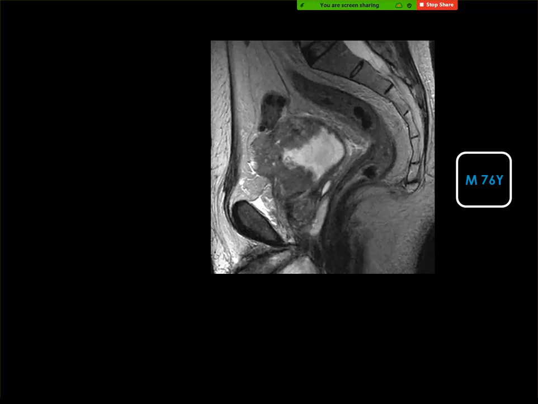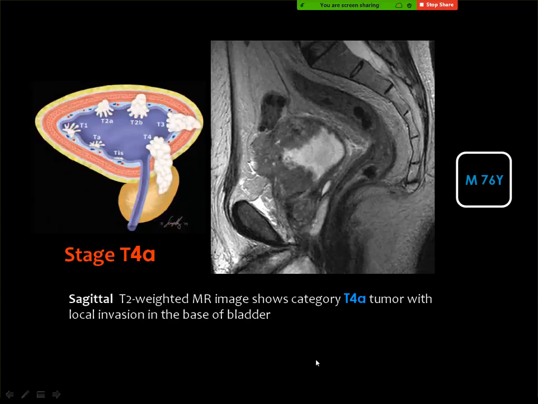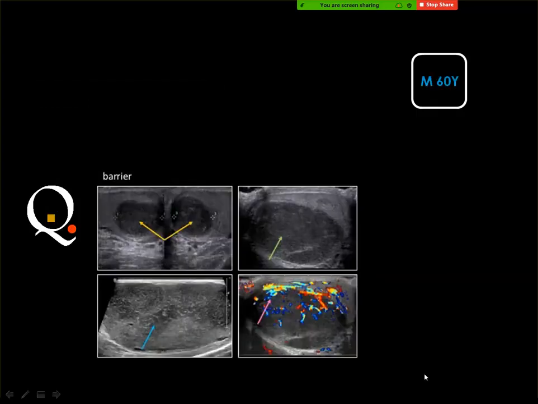Urinary bladder mass. Yes, what do you think? Urothelial carcinoma. Transitional cell carcinoma. Yes, the most common by far solid urinary bladder mass is urothelial carcinoma. And you know the staging of the urothelial cancer is according to the invasion of the urinary bladder wall and the adjacent structures, which has been mentioned in the lecture.